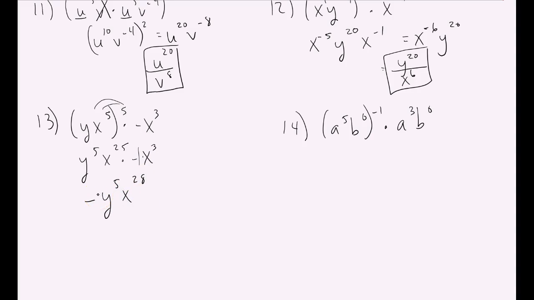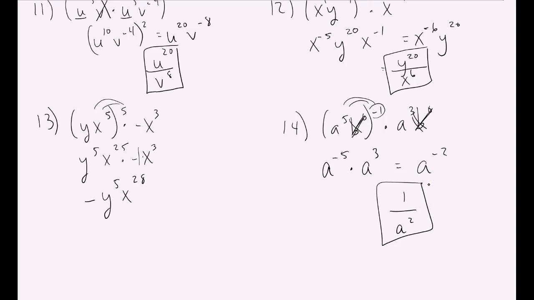Okay? Number 14, I'm going to distribute. So actually, I'm only going to distribute it to one of the things because b to the 0 is gone. So this is really a to the -5 times a to the 3rd. Once again, that's also gone, b to the 0, because it's just a 1. And now I put these together and get a to the -2, which should be written like this because of the negative exponent.